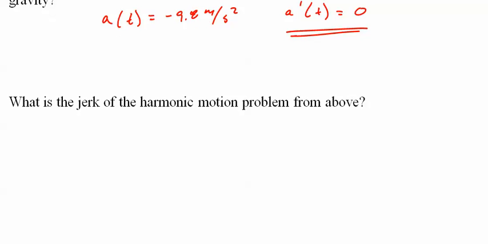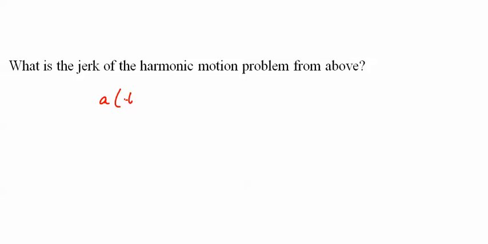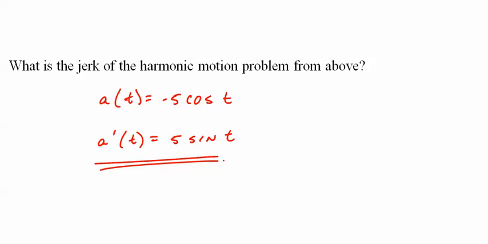What's the jerk of the harmonic motion in the problem above? Well, we had acceleration is negative 5 cosine of t. The derivative of acceleration would be 5 sine of t. So the jerk will feel like an acceleration up, then down, then up, then down. And it has roughly the same amplitude as all the other ones, velocity, acceleration and displacement. You would not enjoy that as a person. There'd be a lot of jerkiness back and forth.